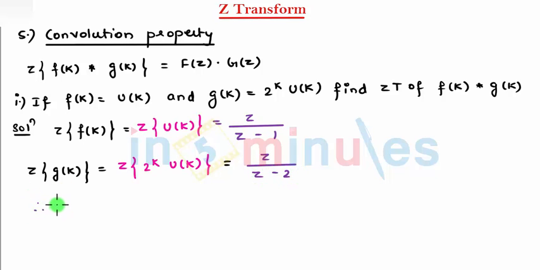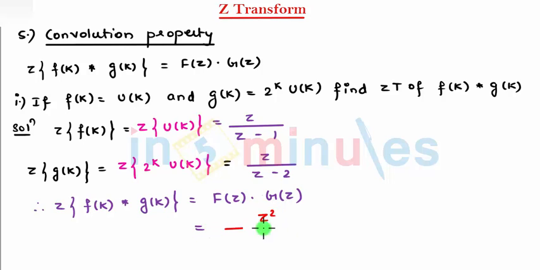Therefore Z of f of k convolve with g of k can be written as f of z into g of z. So that comes to be z square divided by, that is multiplication of this and this, z minus 1 z minus 2. Now this is my ZT of f of k convolve with g of k.